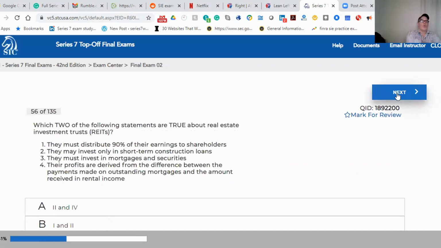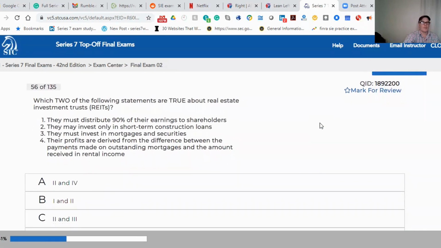Okay, good. Which two of the following statements are true about real estate REITs? They must distribute 90% of their earnings to shareholders. That's a true statement. They may invest only in short-term construction loans. No, that doesn't make sense. They must invest in mortgages and securities. No, they don't have to do that. And their profits are derived from the difference between the payments on the outstanding mortgages and the rental income they receive, which is a great way to make money. You buy a property, you pay, say, $5,000 a month in interest, but you get $6,000 a month in rent, you're good. So I'm going to say it's going to be 1 and 4.